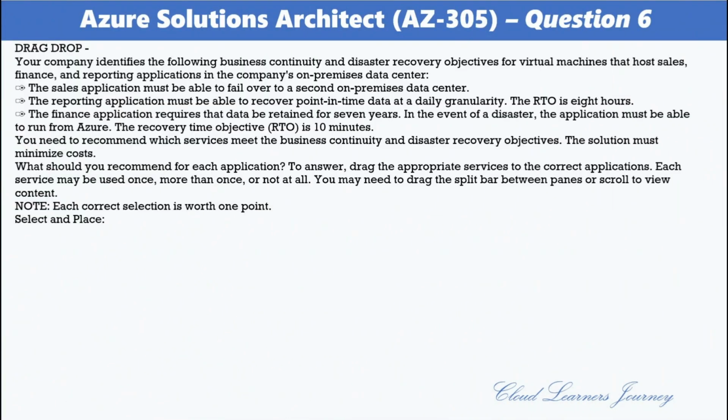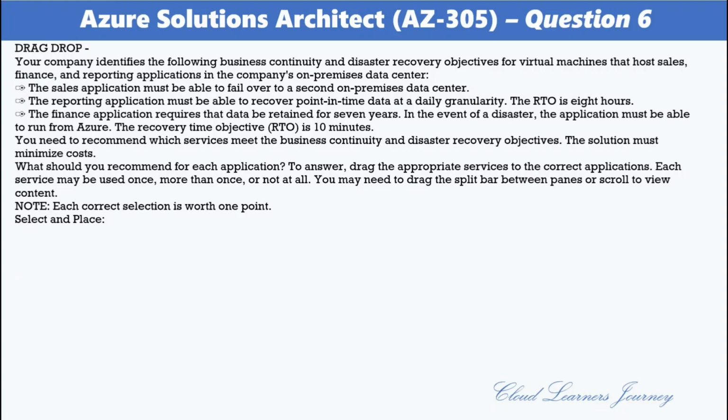Next, question number 6. Your company identifies the following business continuity and disaster recovery objectives for virtual machines that host sales, finance, and reporting applications in the company's on-premises data center. The sales application must be able to fail over to a second on-premises data center. The reporting application must be able to recover point-in-time data at a daily granularity. The RTO is 8 hours. The finance application requires that data be retained for several years. In the event of a disaster, the application must be able to run from Azure. The recovery time objective is 10 minutes.